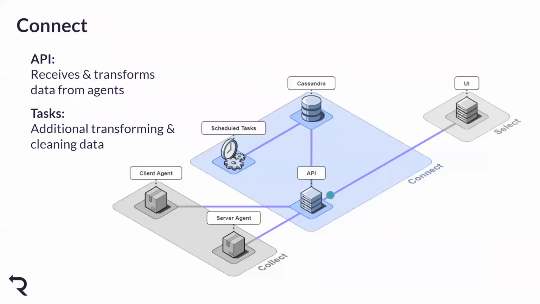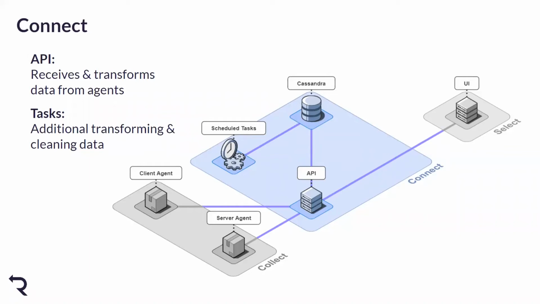Next is the connect group. The 3 pieces for connect are the API server, an instance of a Cassandra database, and a server containing scheduled data maintenance tasks. The API server receives the data from the agents and transforms the contents for easier querying before sending it to Cassandra. It also serves data to the UI by making CQL queries to Cassandra.